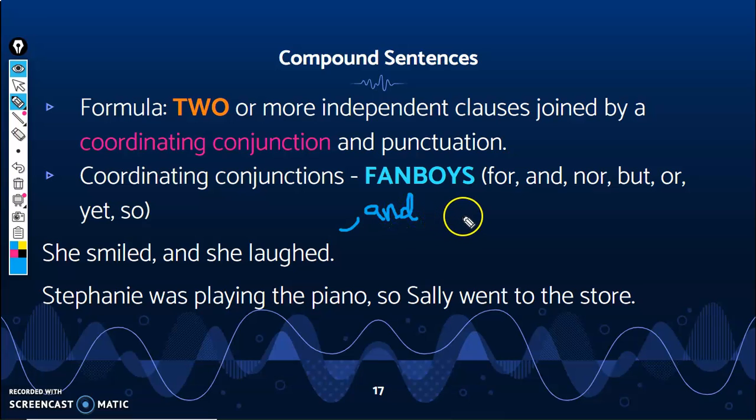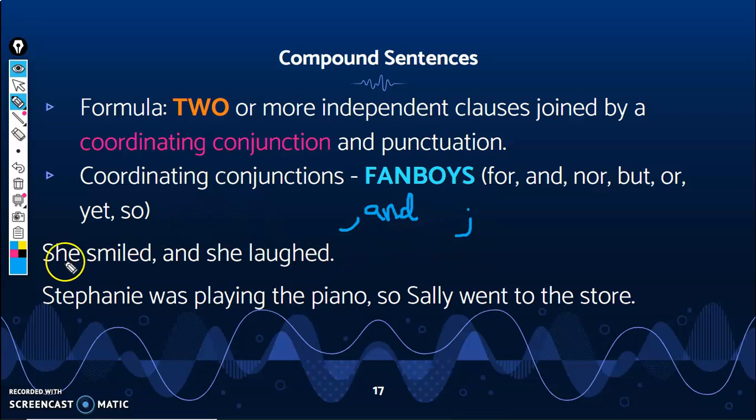The exception to this is the semicolon. Okay, you can have either the comma and the fanboys, or you can have the semicolon. The majority of the time, it's going to be the comma and the fanboy, versus it being the semicolon.